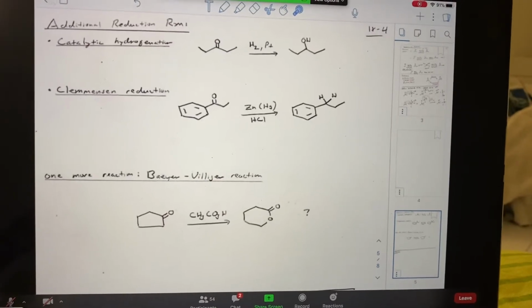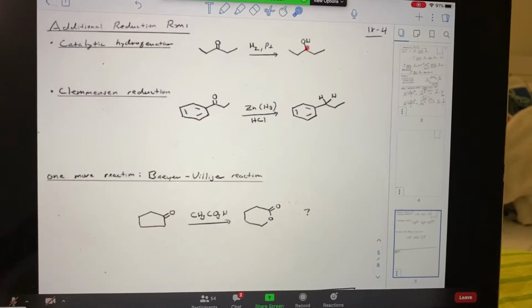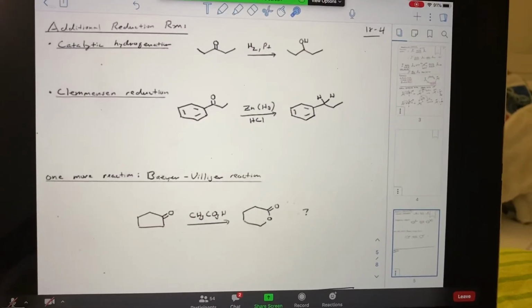This is a very efficient reaction. You just cannot use this if you only wanted to reduce the carbonyl group in the presence of an alkene, so it's going to reduce both.